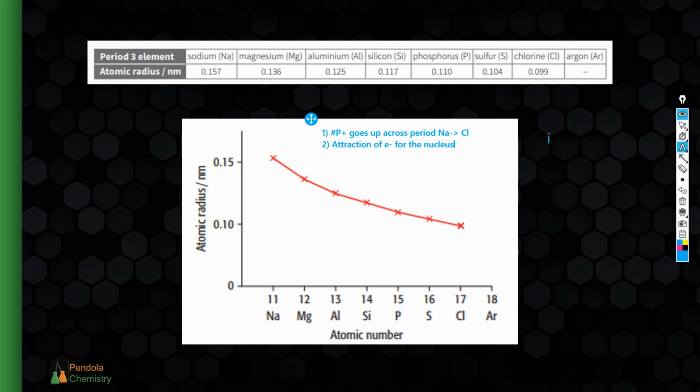That's why the atomic radius is smaller, because of the attraction of the electrons in the outside electron cloud to the nucleus in the center. So that's going to increase, and that's going to decrease the atomic radius for those elements from sodium to chlorine. And then finally, you always need to mention the number of energy levels remains the same. Or you can say the shielding remains the same.